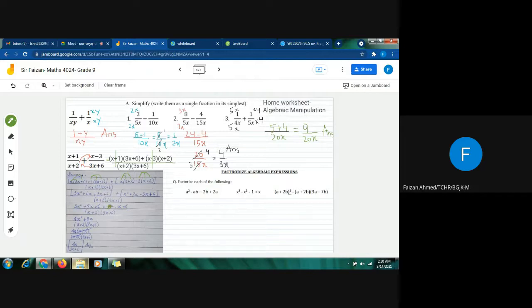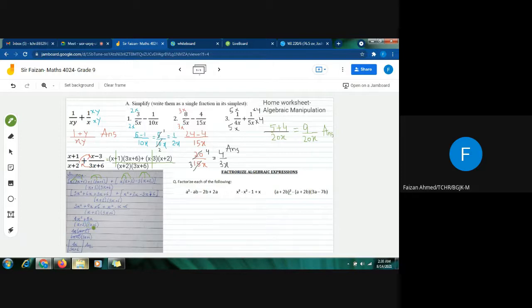3x square plus 1x square. This is x square, means this is 1x square, so it will be 4x square. 9x minus x means 9x minus 1x. That will give me 8x. So 4x square plus 8x upon x plus 2, 3x plus 6.